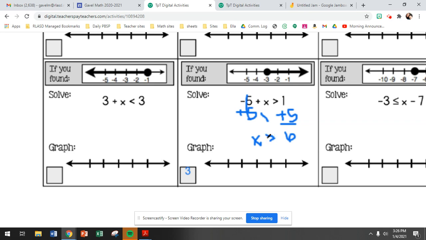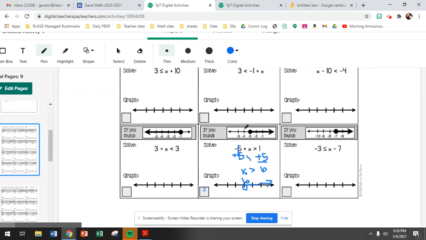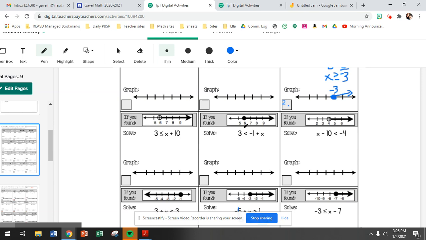It's going to be an open circle because there's nothing extra. So I'll put my 6 in the middle, my open circle. And x is larger, so I'm going to go up because 7's larger, 8's larger, 9's larger. So I need an open circle at 6 going up. Here's an open circle at 6 going up. So this is my number 4.